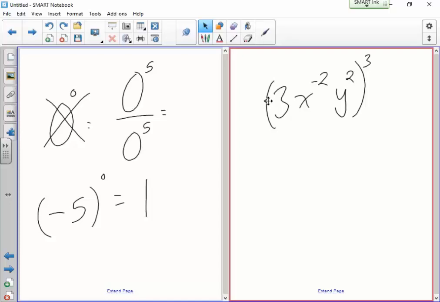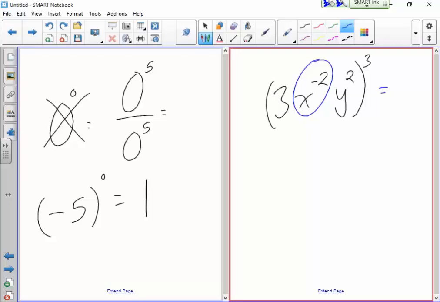And what can I do within these parentheses? There is some movement that can happen. You can move x downstairs. That's right. Because it's a negative exponent, I can rewrite it as 1 over x to the second. So 3 stays up top, y squared stays up top, and on the bottom I've got x to the second.